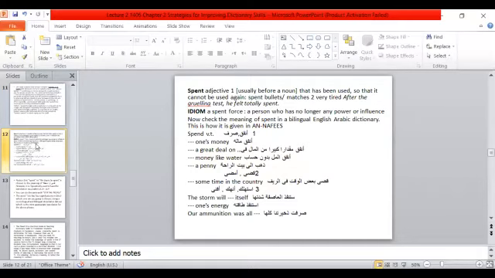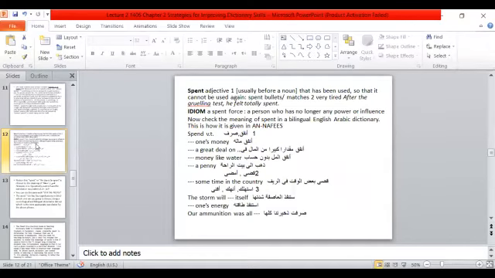Spent as an adjective has two meanings. Usually it occurs before a noun, of course, because it is an adjective that has been used, so that it cannot be used again: spent bullets or matches. And it might mean very tired after the grueling test. Grueling test means difficult test. He felt totally spent. He felt very tired, to be spent. Idiom, a spent force is a person who has no longer any power or influence.